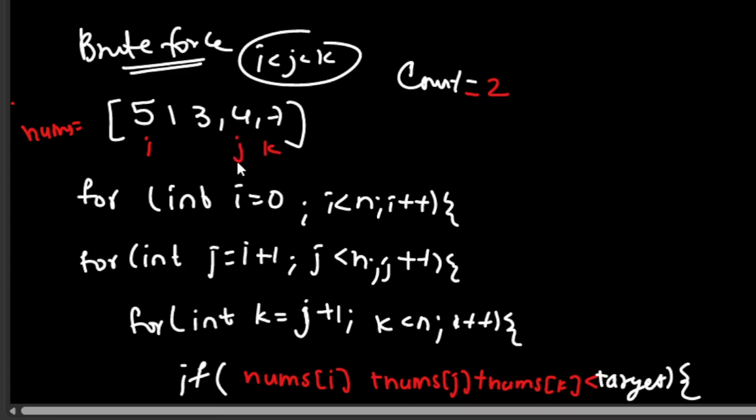So 7 plus 4 is 11, plus 5 is definitely greater than 12. So yeah, and then we'll start to move I. So in this way we'll find out all the possible triplets.